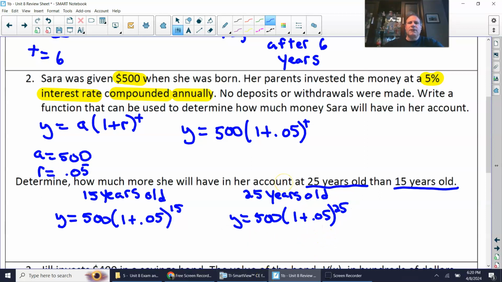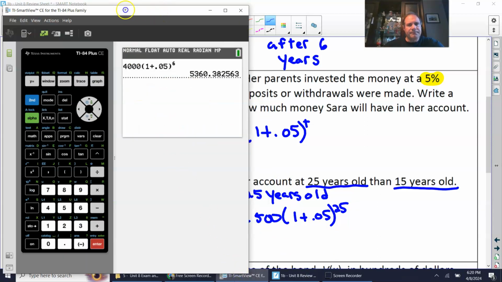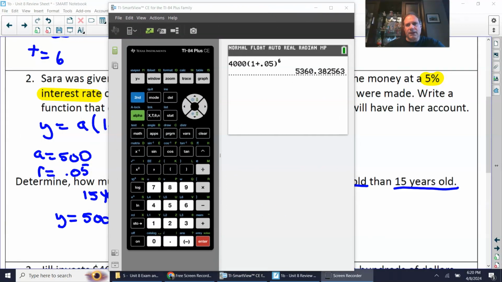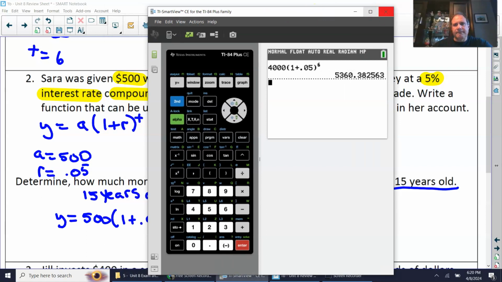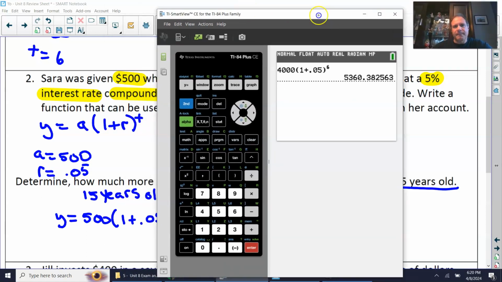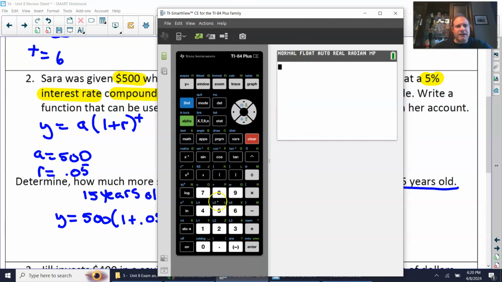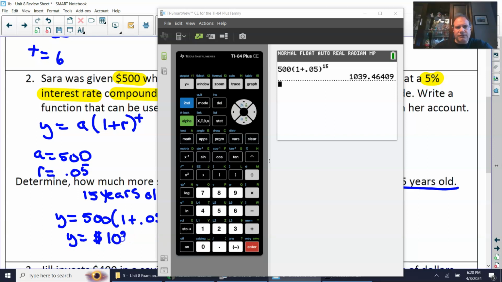So how much more money will she have in her account? So I'm just going to take this first one and move my face over. Move my face over some more. Move the calculator over some more. Clear it out. I'm going to have 500 times 1 plus 0.05, and then to the 15th power, because that's at 15 years old. So at 15 years old, we're going to have y equals, and we're going to have a money amount. The $500 has grown to $1,039.46.